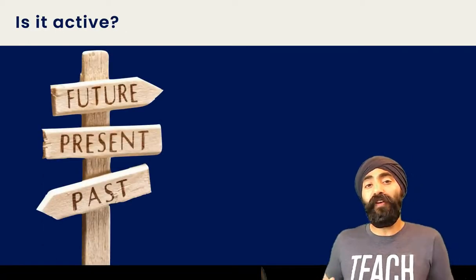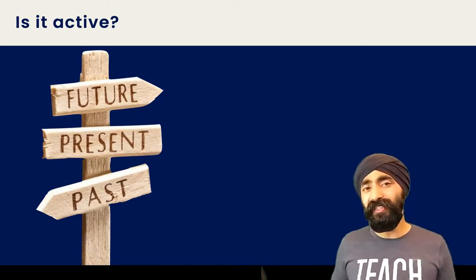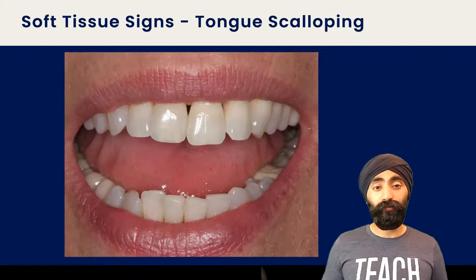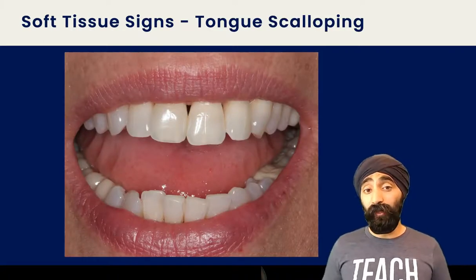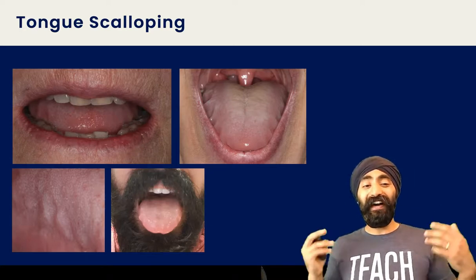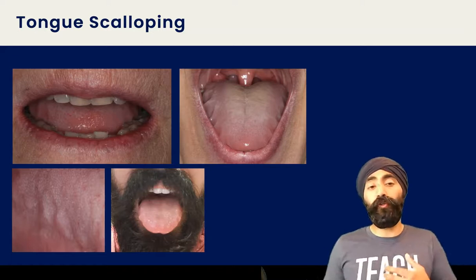And then to figure out if the parafunction is active or not, it can be quite tricky. But there are a few signs that we can look at to figure out if parafunction is active or not. So first one is tongue scalloping. Okay, now you'll see my dirty tongue as well there because I am a massive bruxist. I've told you that already. And all these patients have some degree of tongue scalloping.